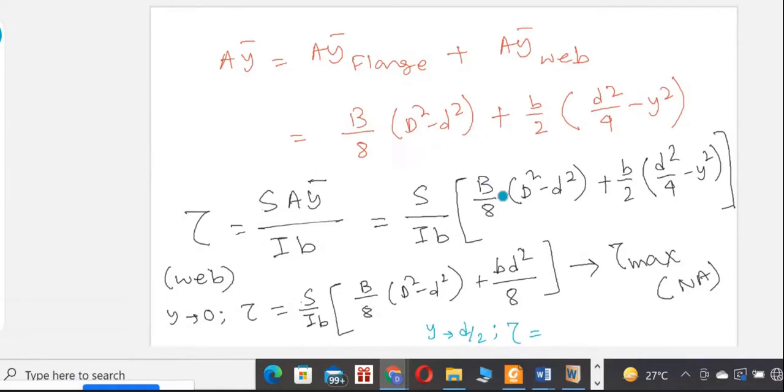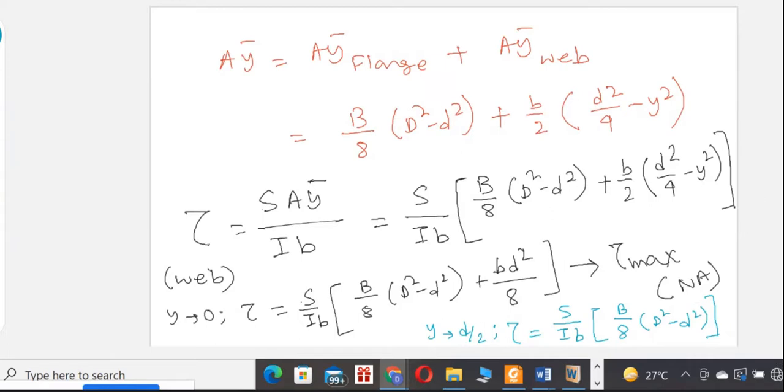Just this one. We are just replacing this y with small d by 2. So d square by 4 minus d square by 4 will become 0, so only this portion will remain. So S by 8I into b by 8, small d square minus d square.